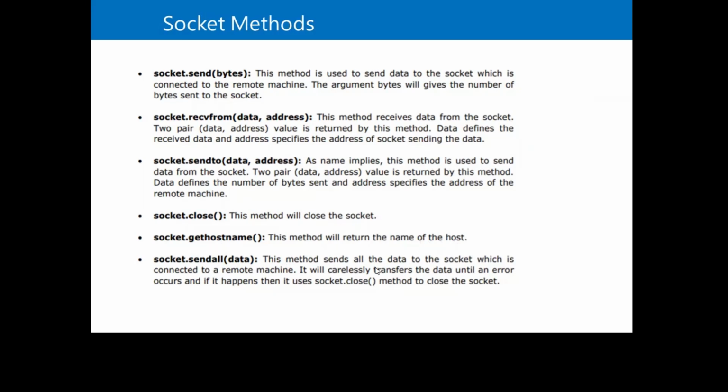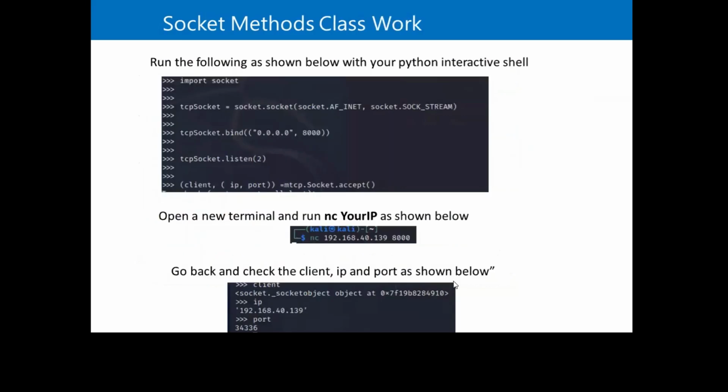Socket.sendall. This method sends all data to the socket, which is connected to the remote machine. It will carelessly transfer the data until an error occurs, and if it happens, then it uses the socket close method to close the socket. So now let's talk about the usage.